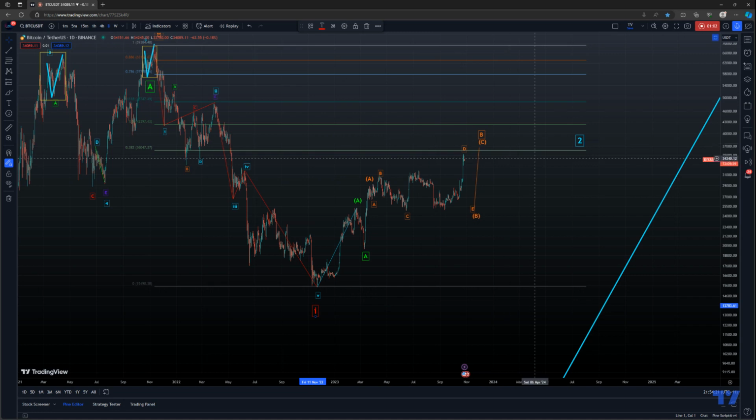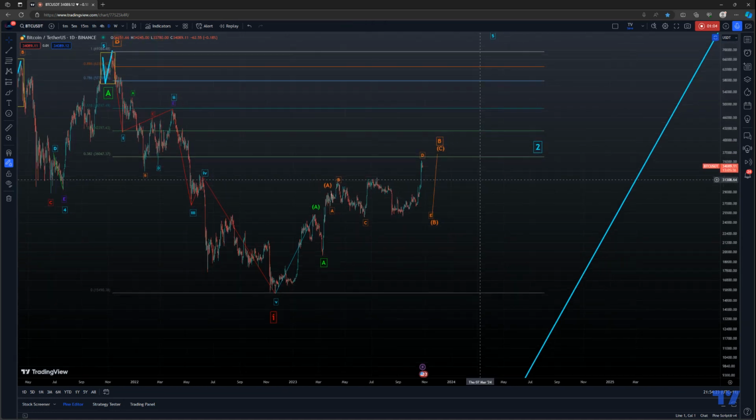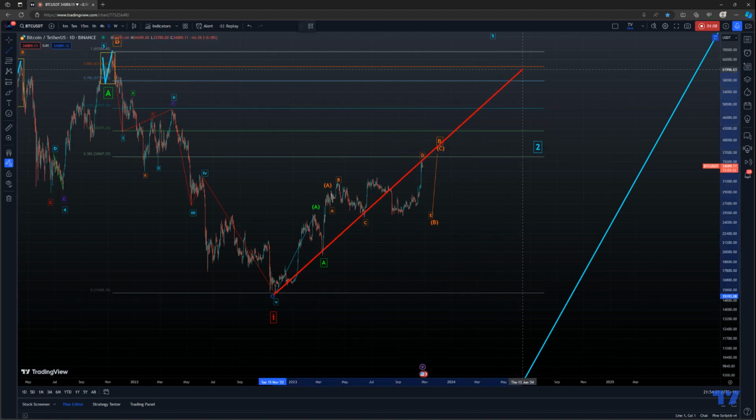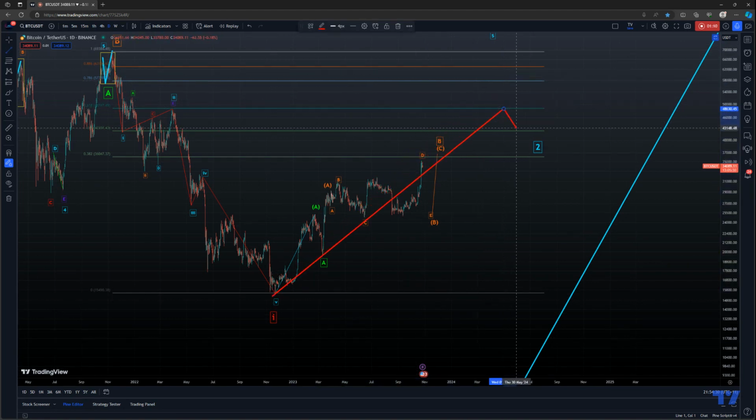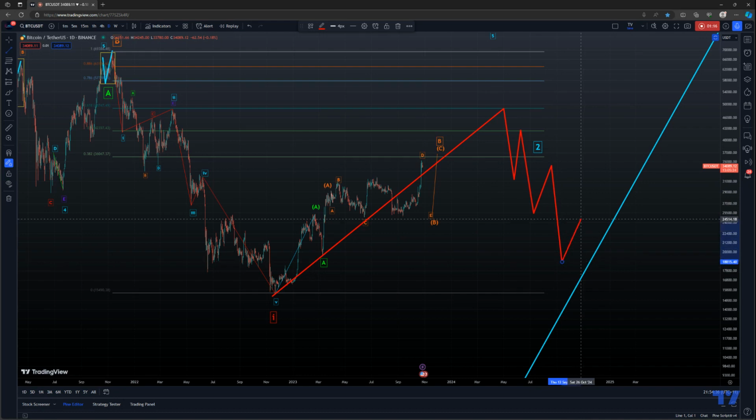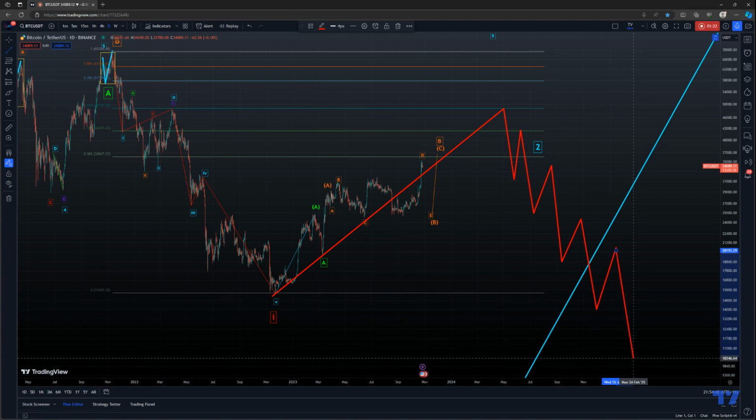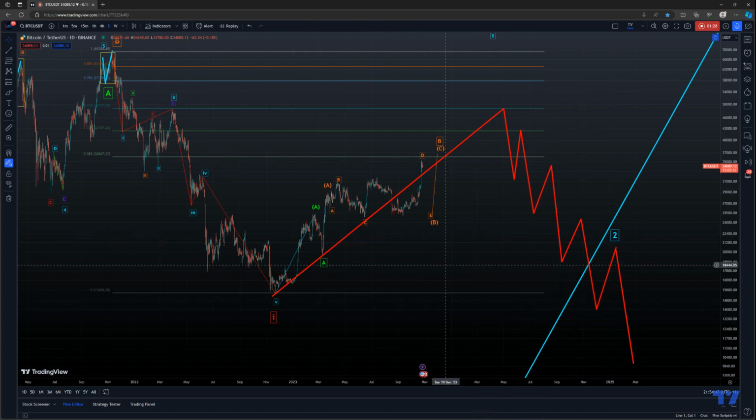So what do I expect to happen? Now, wave A has to happen first. Wave A, and then you're going to get your wave B, wave C, D, E, and then I expect wave three to begin at some point, right? So potentially it could look like this.